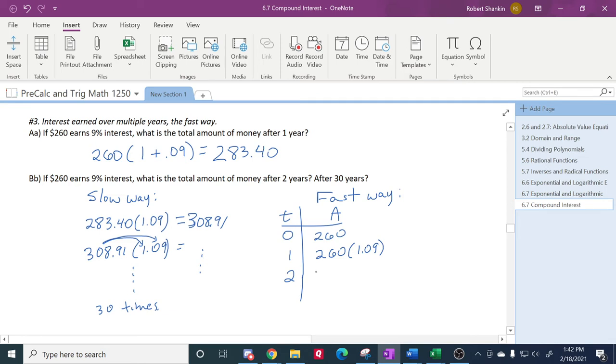So we'd be tempted to put 283. Oops, I put it in the wrong place. We'd be tempted to put $283.40. But instead, we're going to put that it's 260 times 1.09. Now, we take this and we multiply the 283.40 by what? By 1.09.